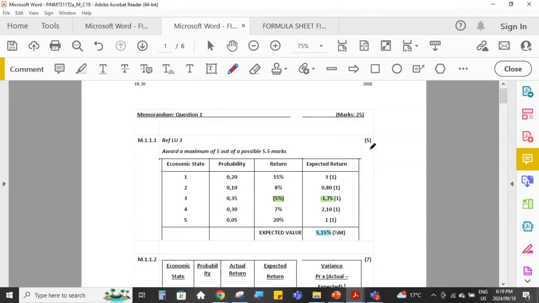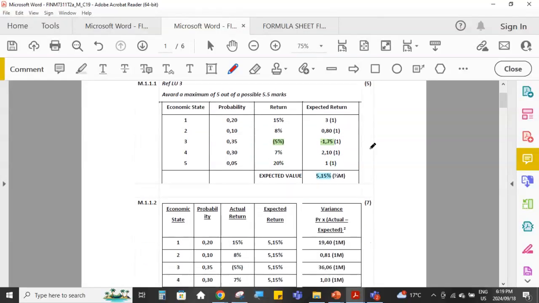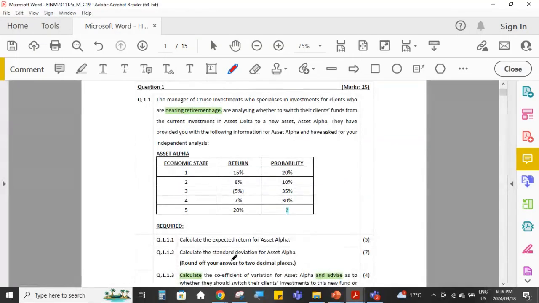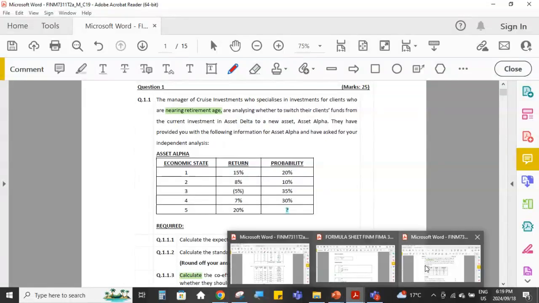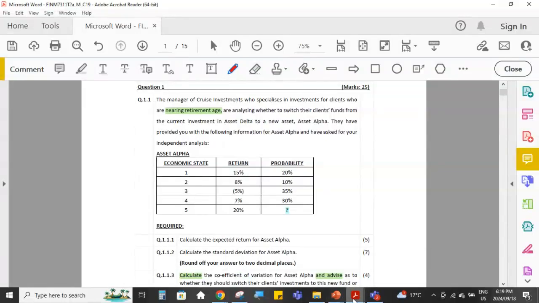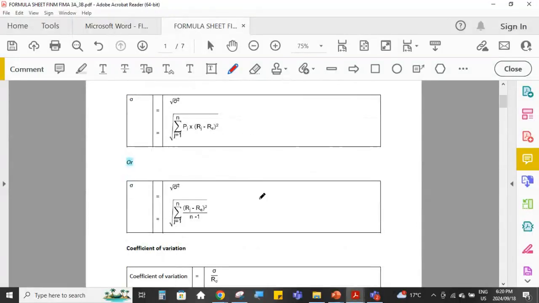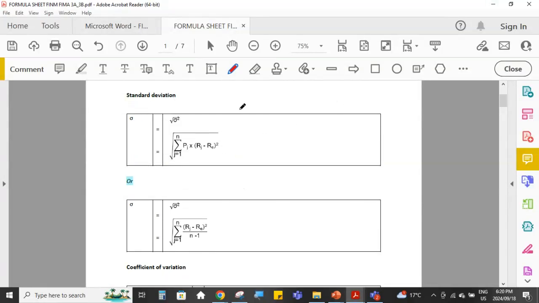So the second part of the question then asked us to calculate the standard deviation for the asset. So I said to you guys that there are 2 formulas for standard deviation. And this is very easy if you know what to look for, so that you know whether, when I'm working out standard deviation, I must use this formula or that formula.